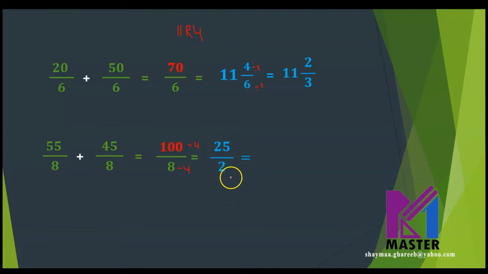Then this is an improper fraction. Then I will write it as a mixed number. So 25 over 2 equals 12 and a half.